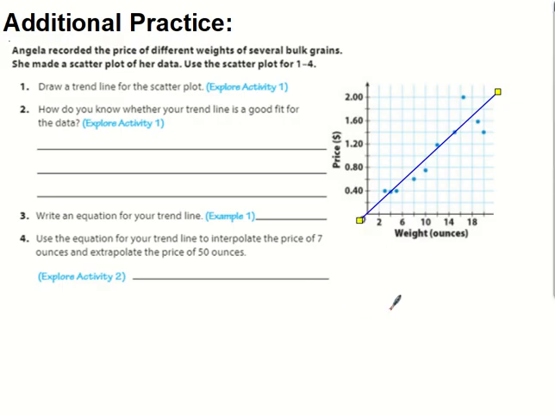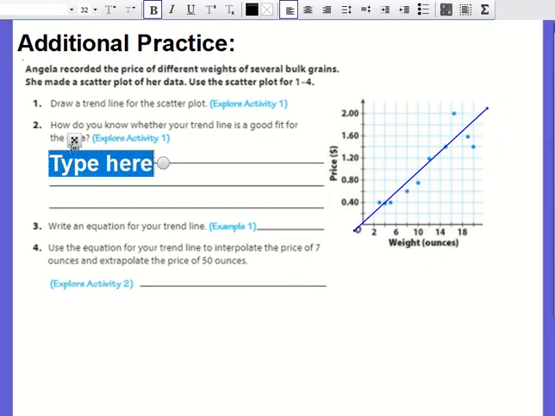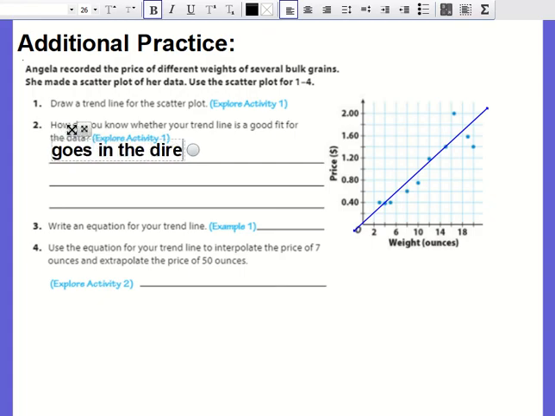This is how you know whether your trend line is a good fit for your data. So I just explained that it goes in the direction the data goes, right? I'm going to type this up for us so that you can read my handwriting. Goes in the direction the data goes. So that's always a good thing to check.